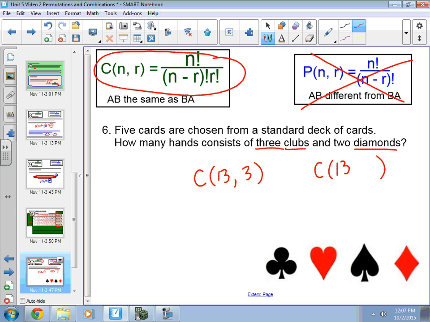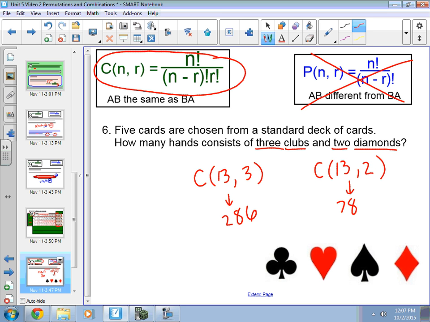Diamonds, there are also 13, but here we're getting 2 diamonds. Okay, so we have these 2 combinations, and we could go through and figure these out. If you go on your calculator and do this one, this is going to turn out to be 286 ways. And if you do this one, this is going to turn out to be 78 ways of getting the 2 diamonds.